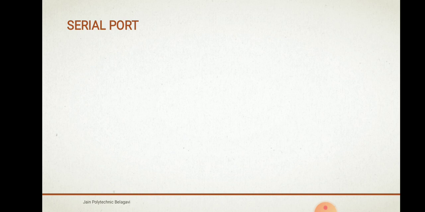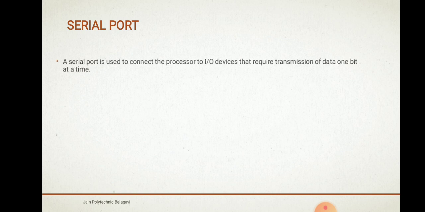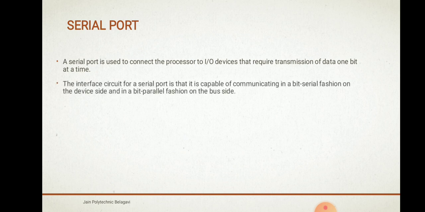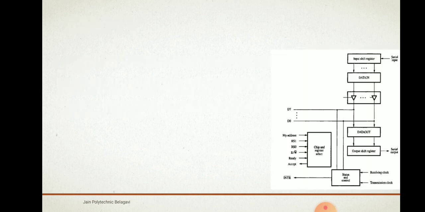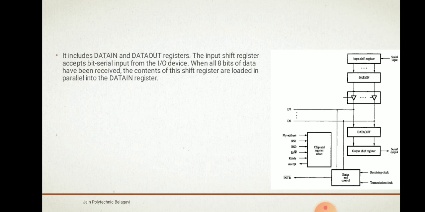So in the last slide we have seen the parallel port. Now we'll go to the serial port. The serial port is used to connect the processor to input-output devices that require transfer of data 1 bit at a time. So data is transferred only 1 bit at a time. The interface circuit for a serial port is capable of communicating in a bit-serial fashion on the device side and a bit-parallel fashion on the bus side. The transformation between parallel and serial is achieved with shift registers that have parallel access capability. So this is the serial port, as you can see here.